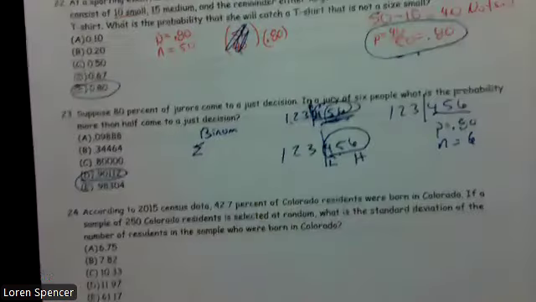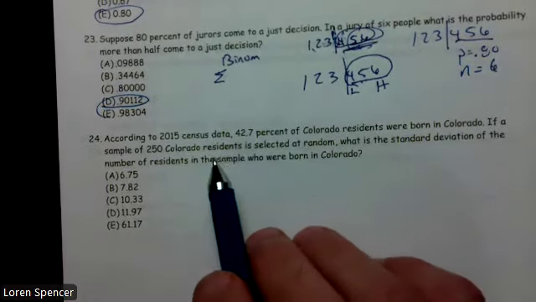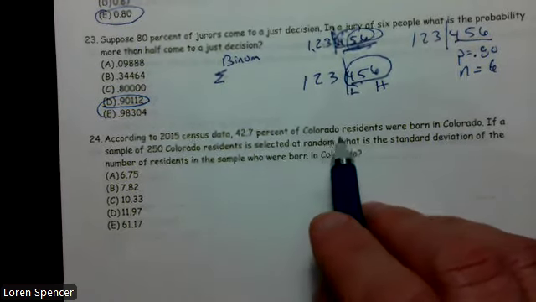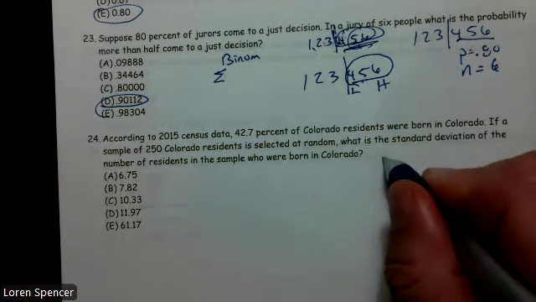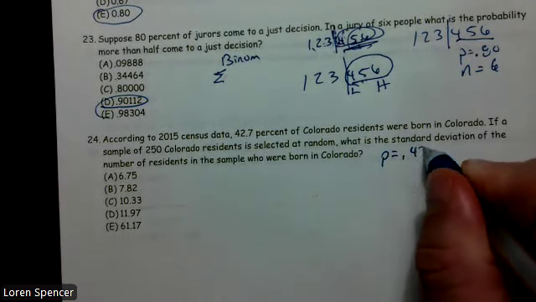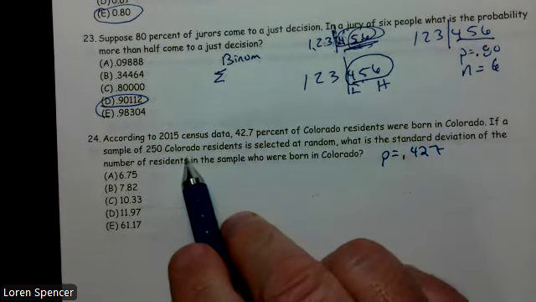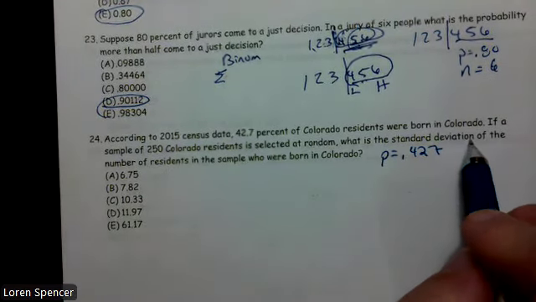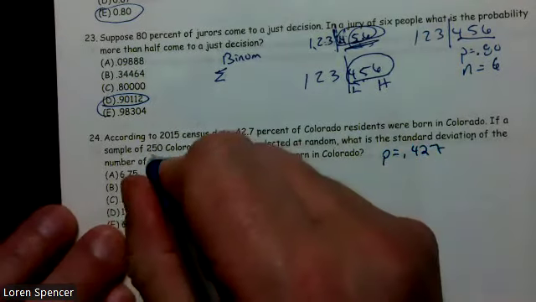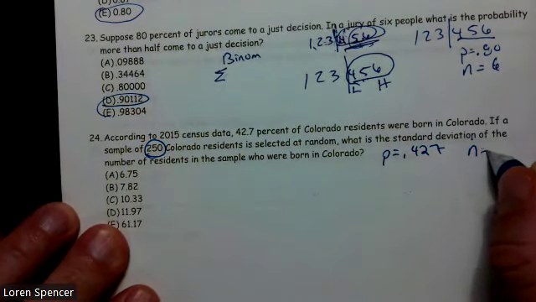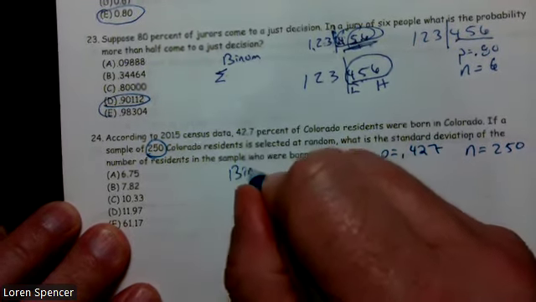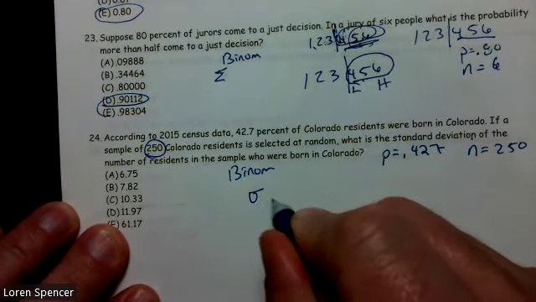All right, number 24. According to 2015 census data, 42.7% of Colorado residents were born in Colorado. So P equals 0.427. If a sample of 250 Colorado residents is selected at random, what's the standard deviation of the number who were born? So in this case, we have a sample size. We have a group. So that tells me we're working with a binomial.